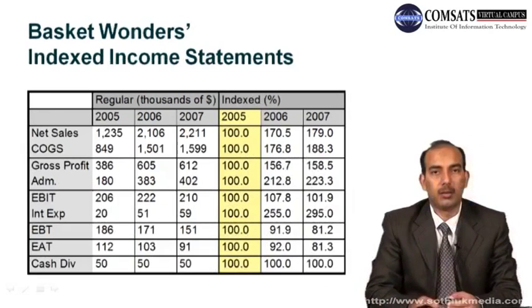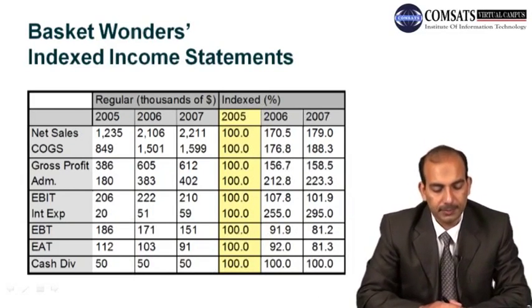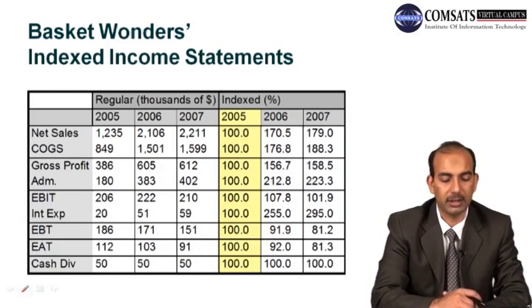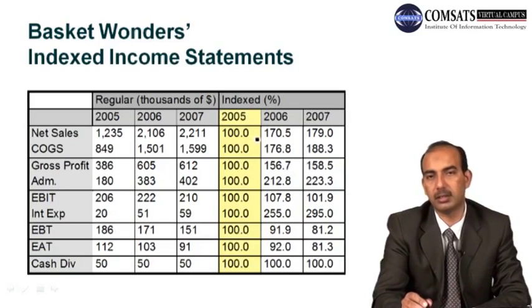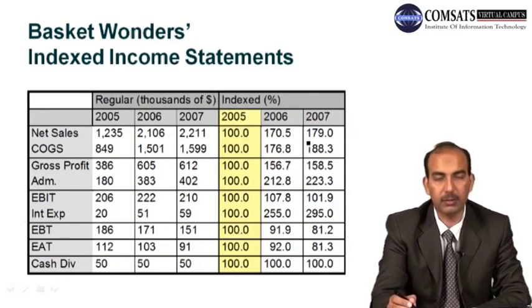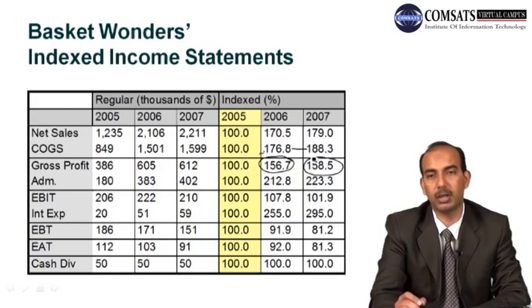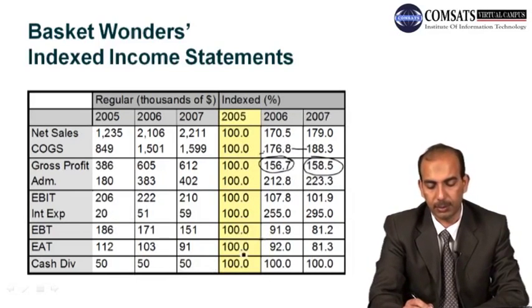And now let's look at the indexed income statement of the basket vendors. Here you can see for the 3 years, we take 2005 as a base year and we divide the respective heads with the base year and we get these figures. So if you look at the net sales, they have increased over the time. And accordingly, the cost of goods sold has also increased at an alarming pace. So that's why the gross profits have not grown that much. If we could have reduced the cost of goods sold, the gross profits could be more than the reported ones.